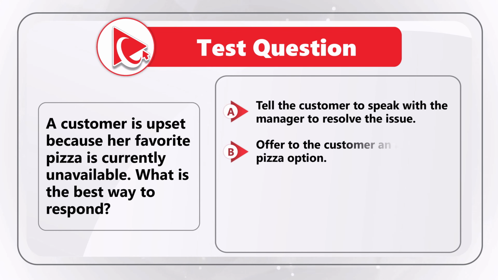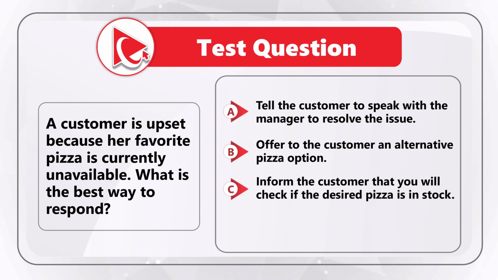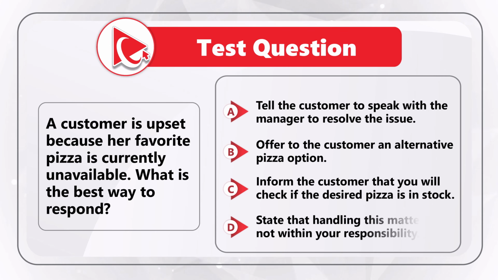Choice B. Offer the customer an alternative pizza option. Choice C. Inform the customer that you will check if the desired pizza is in stock. And last but not least, choice D. State that handling this matter is not within your responsibility. Take a close look to see if you can come up with the answer.